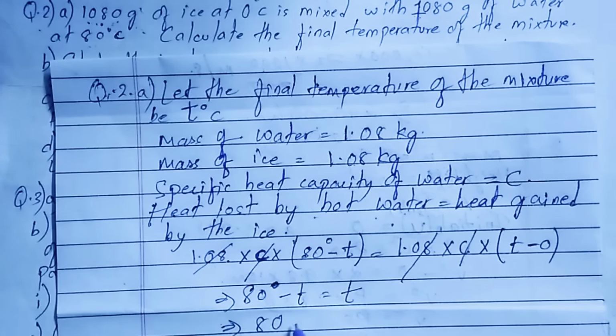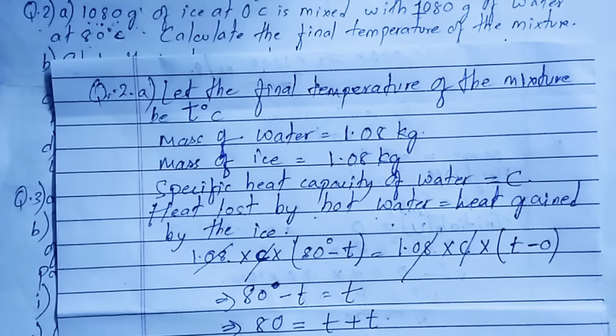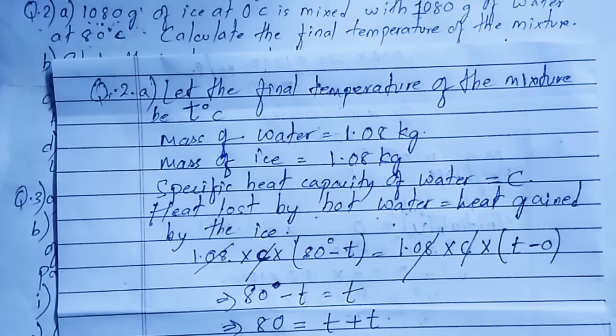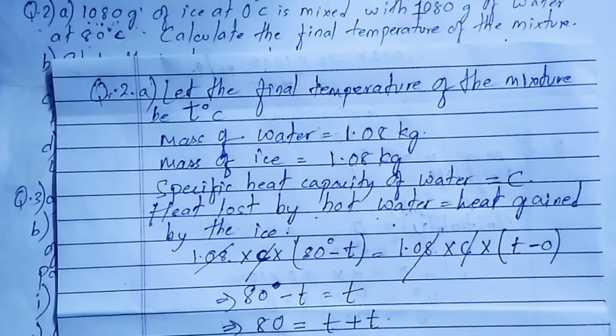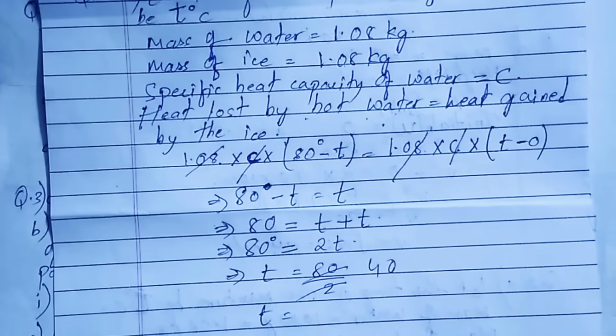So 80 equals to T, and this T will go to this side. So it will be T plus T. 80 degrees Celsius is equal to T plus T, which is 2T. And T is equal to 80 by 2, that is your 40. So the final temperature is 40 degrees Celsius.